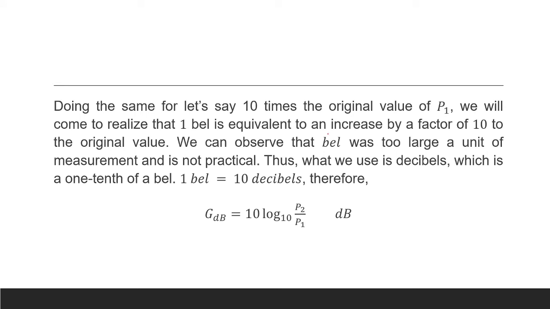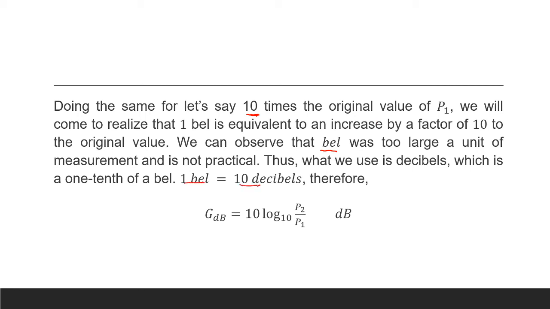So, what can we do? Let's multiply it by 10. Actually, this is not multiplied by 10. What I mean, class, is that we observe that the bell itself is too large a unit of measurement and is not practical. We used logarithm in the first place to be practical, but it turns out it is not practical either. So, instead of using bell, what we use is decibels.